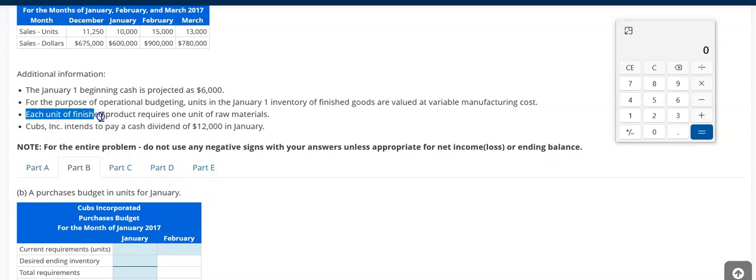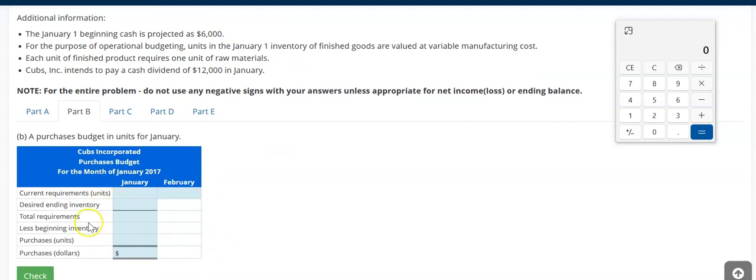One thing is this item right here where it says each unit of finished product requires 1 unit of raw materials. That will not always be the case, so this makes our question a little bit easier here. So current requirements in units, we're going to have to go back over here to the production budget that we've already completed to get that information. But we're also going to have to find some other information up in the set of facts.